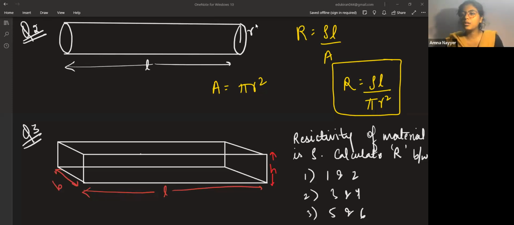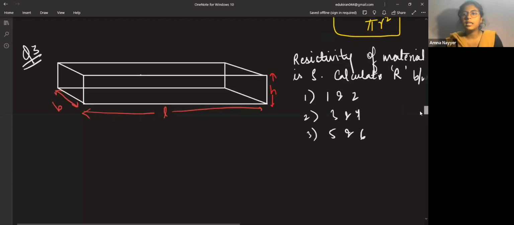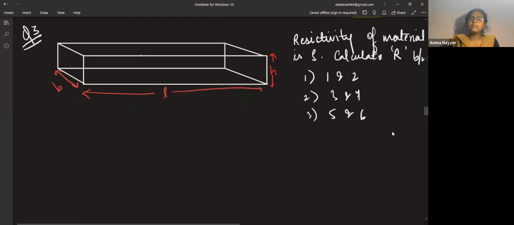Class, the solution to this question is the third one. This is also very easy. It's just that you have to understand, when we are defining the area, which two physical quantities you will consider: breadth into length, length into height, or height into breadth. See, the formula is R is equal to rho L by A.